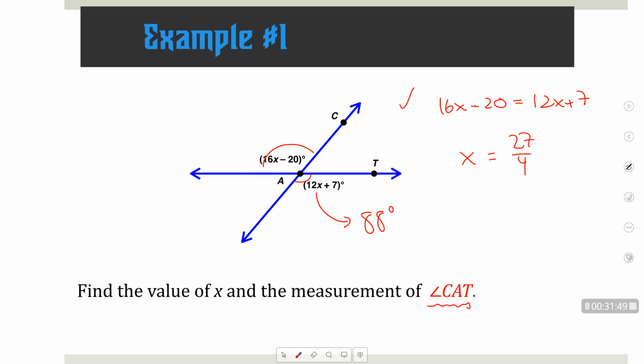How many people agree with the 88 for this angle down here? Raise your hand. Okay, good. So I will tell you that this is not 88 degrees. How big is this angle?